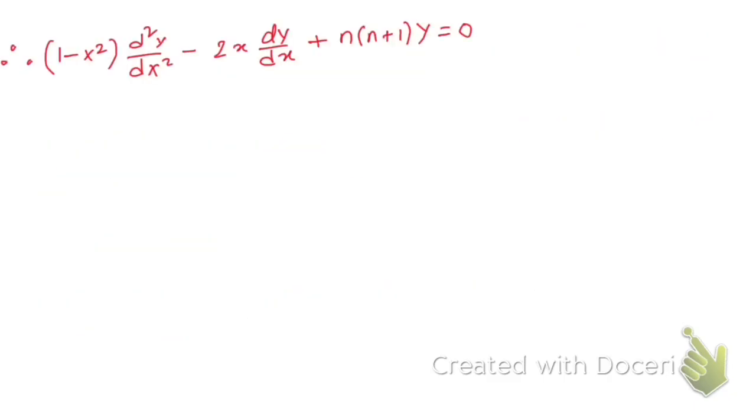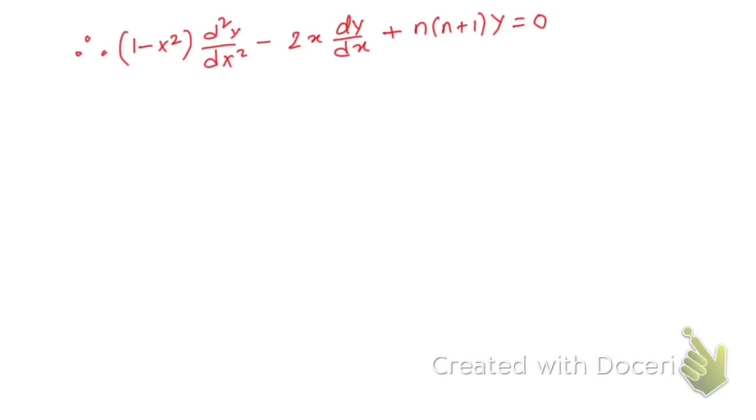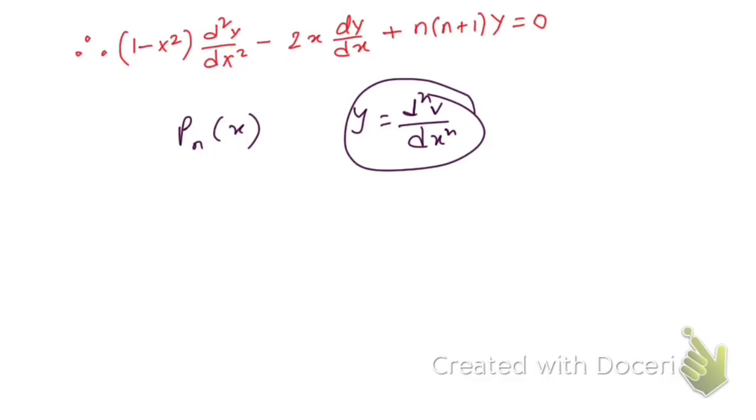So now let me copy this equation and go to the next slide. Here is the new slide. Let me paste the last step here. Okay, this was the equation. Now you see, we know that Legendre polynomial is a solution of this Legendre's equation. As we have considered y is equal to this nth order derivative of v, that must also be a solution of this.